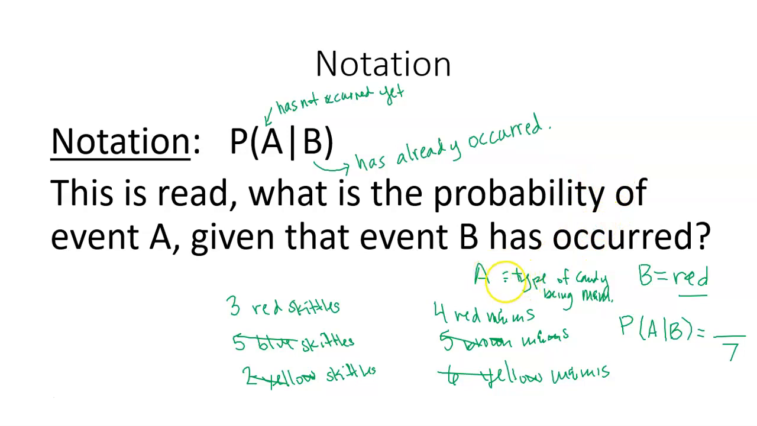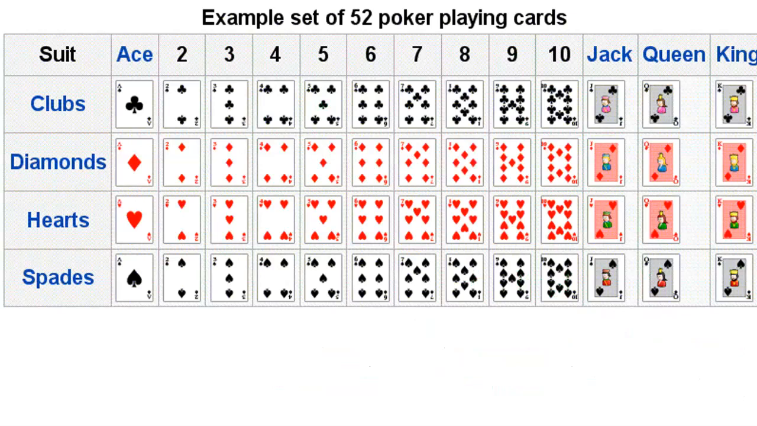And then event A is the type of candy being an M&M. So what's the probability now that it is an M&M given that it's red? Well, there are 4 out of the 7 that are M&Ms. So the probability that it is an M&M given that the candy is red would be 4 out of 7. Of course, we can change that to a percentage by doing 4 divided by 7 in your calculator, which gives me 0.5714, and then I move the decimal over twice to get 57.1%. Okay. Let's do a couple more things.